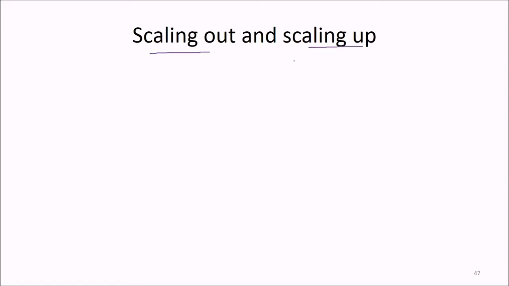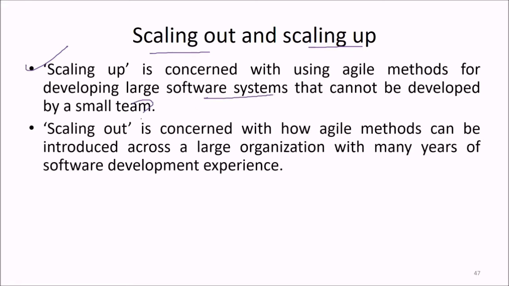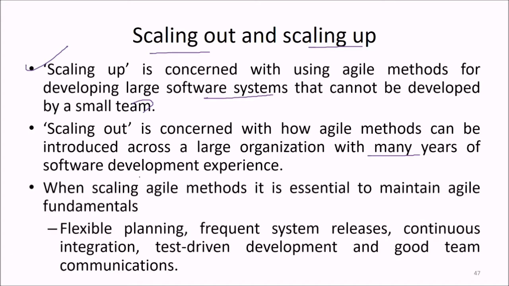Scaling out, scaling up. Scaling up is concerned with using agile methods for developing large software systems that cannot be developed by a small team. Scaling out is concerned with how agile methods can be introduced across a large organization with many years of software development experience. When scaling agile methods, it is essential to maintain your agile fundamentals: flexible planning, frequent system releases, continuous integration, test-driven development, and good team communication.